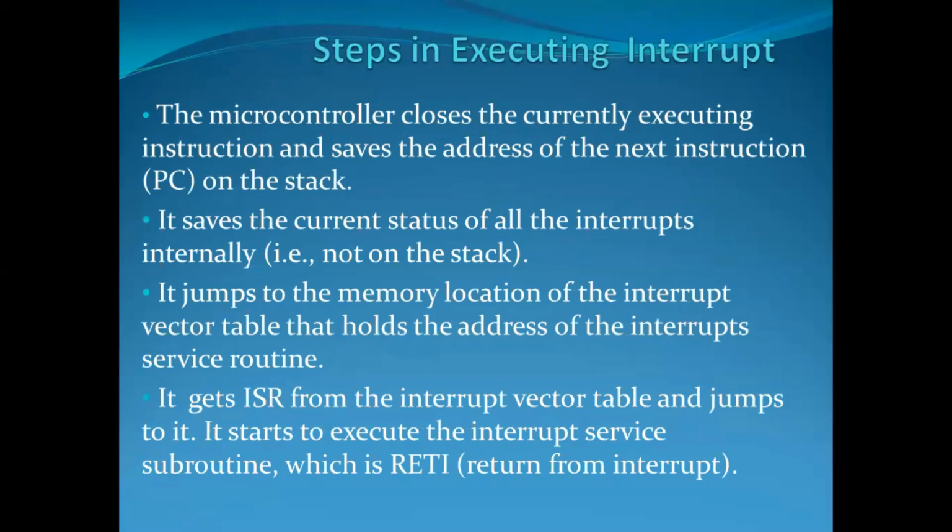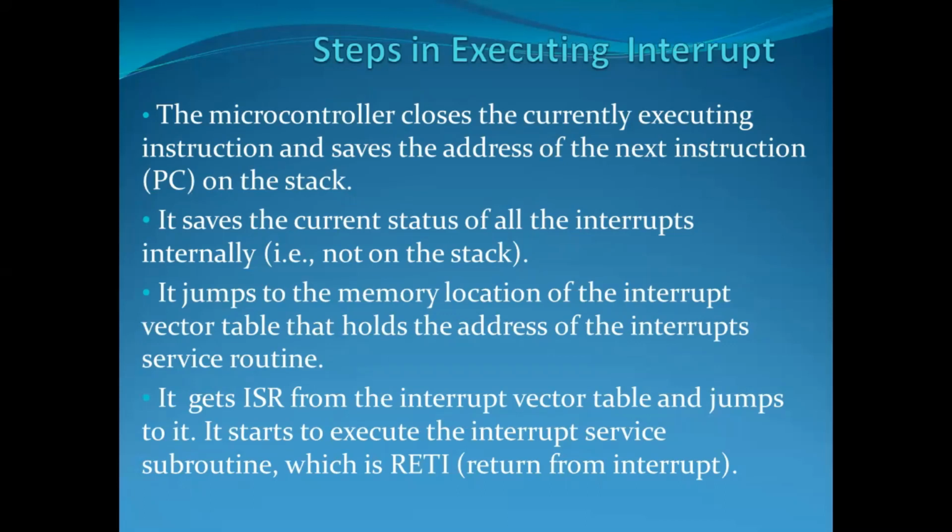Now, the next point is the steps in execution of the interrupt. When an interrupt gets activated, the microcontroller goes through the following steps. The microcontroller finishes the current executing instruction and saves the address of the next instruction on the stack. It also saves the current status of all the interrupts internally, that is, not on the stack. It jumps to the memory location of the interrupt vector table that holds the address of the interrupt service routine.